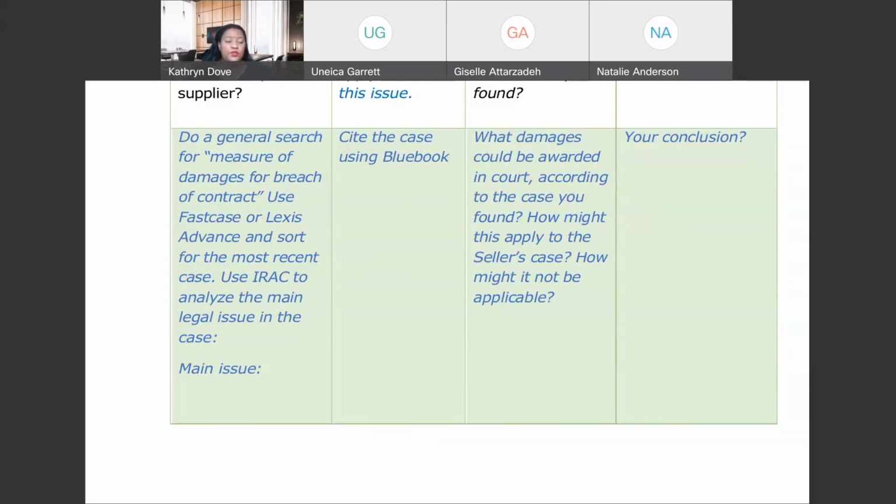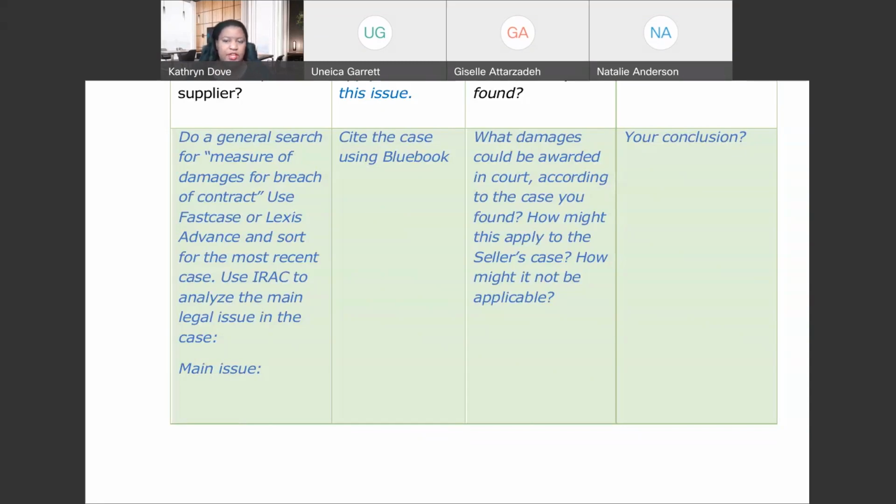So we just talked about the UCC rules for remedies, but now we want to see what a case is saying about the UCC damages. And this is where you will need to IRAC the case. So when you find your case, you will need to write the issue in the case, the rule that was cited in the case, the analysis, and the conclusion.